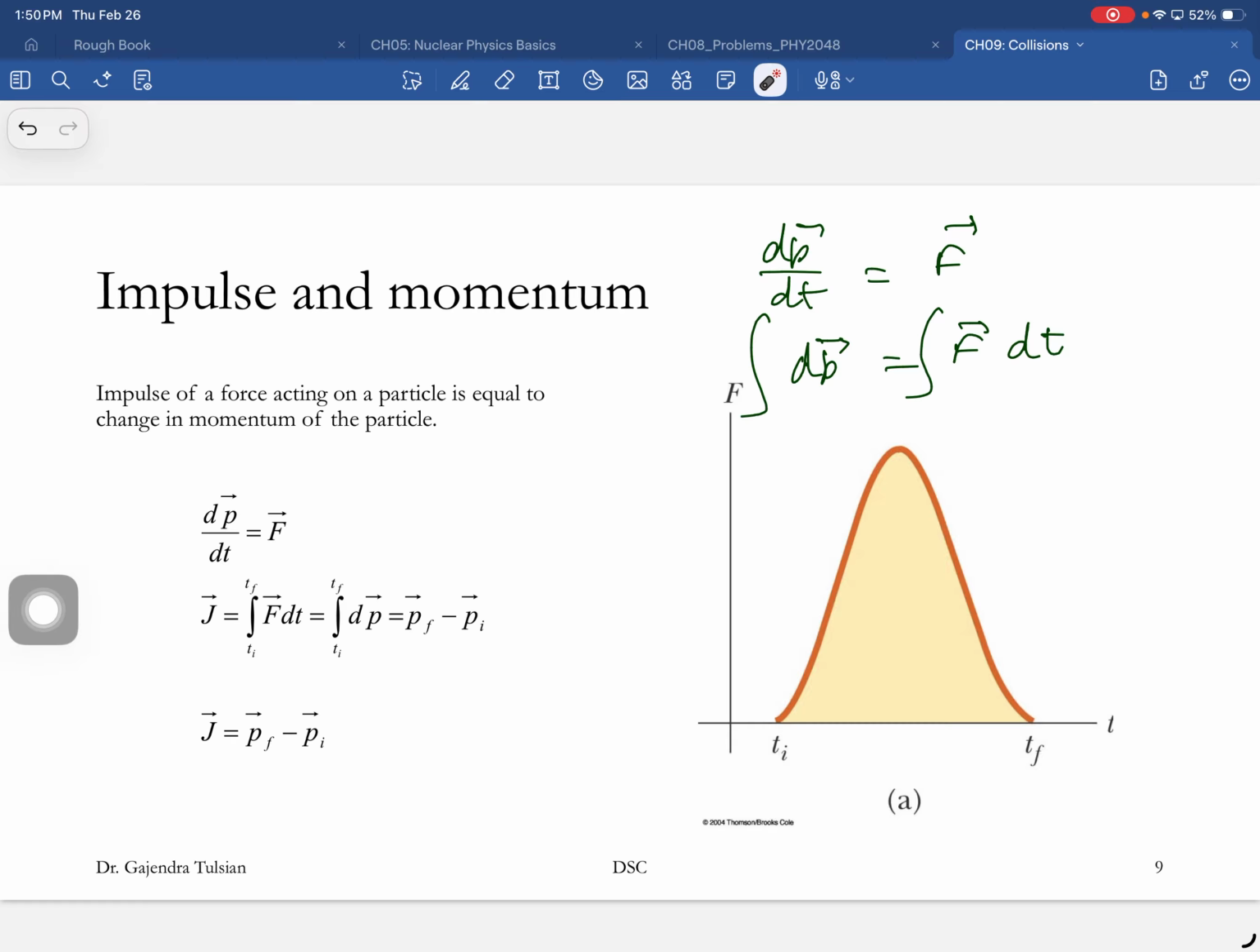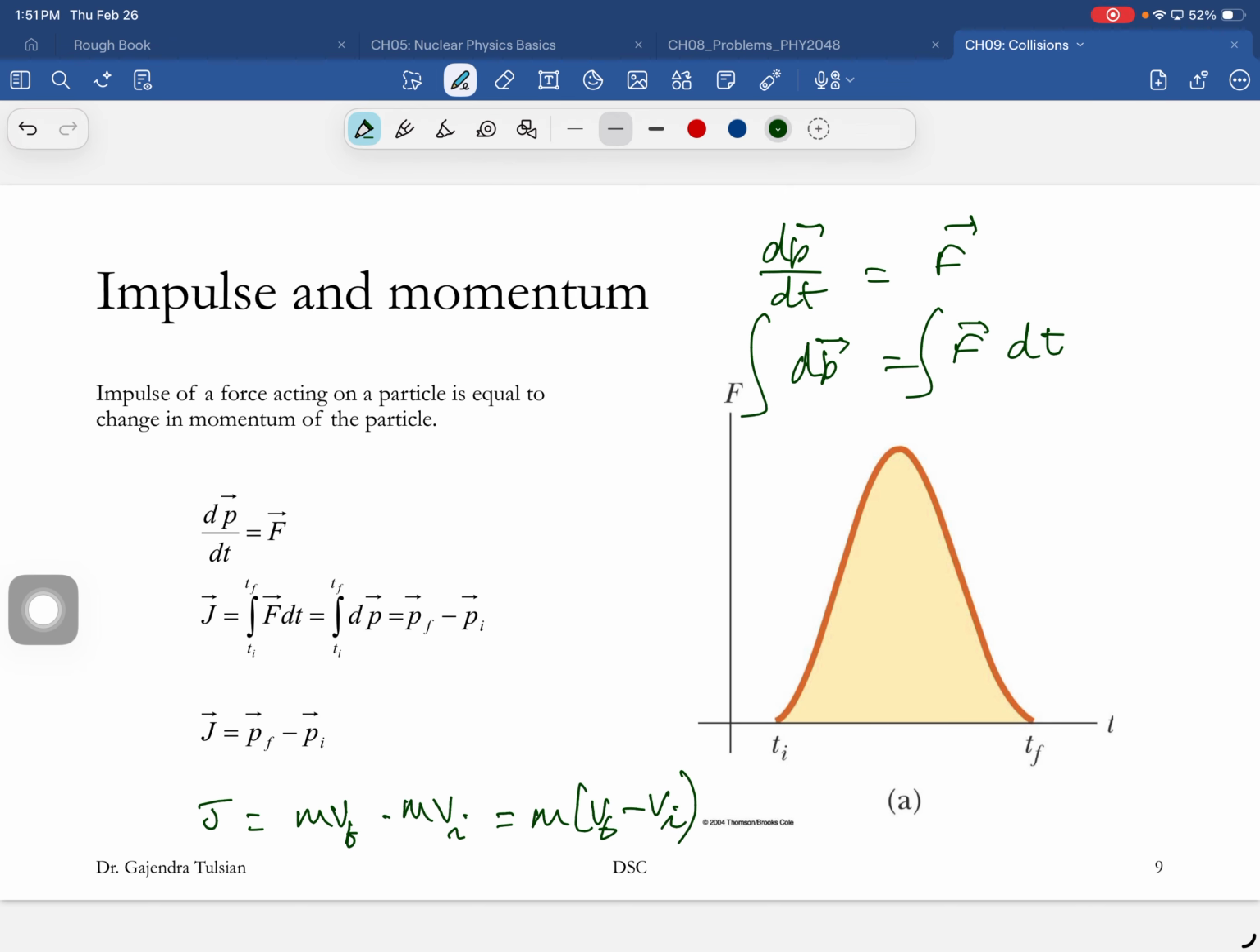Now we'll say, so impulse is the change in momentum. So now let me drop the vector sign: mv final minus mv initial. Greater the impulse, greater the change in velocity of the object. So when somebody kicks a ball further, they've imparted a greater impulse on the ball.